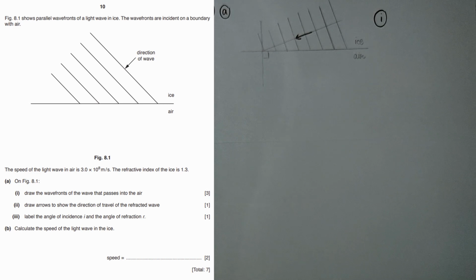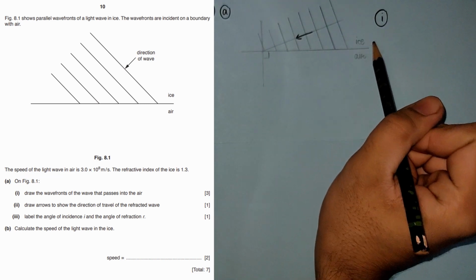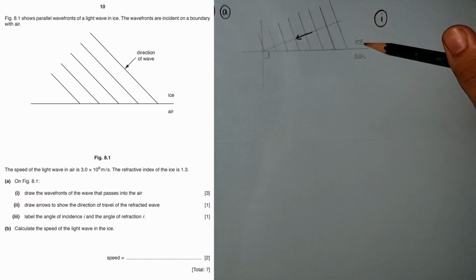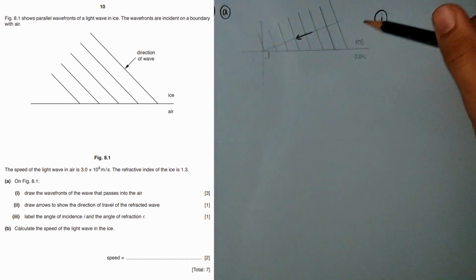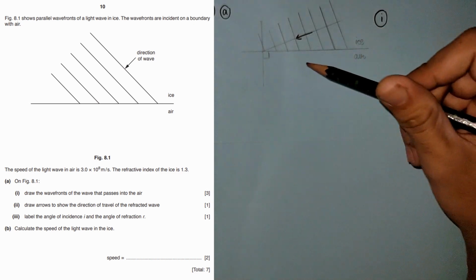Question number 8, part A. This is a question related to light waves. Over here, there's a diagram that we have. We have a boundary over here. The above part in the diagram is ice. So this whole area over here is ice and the below part over here is air.